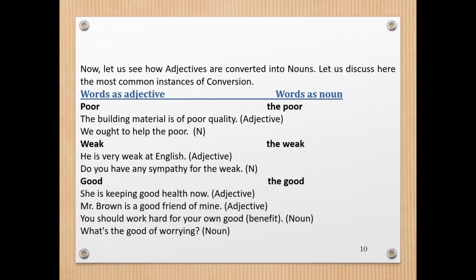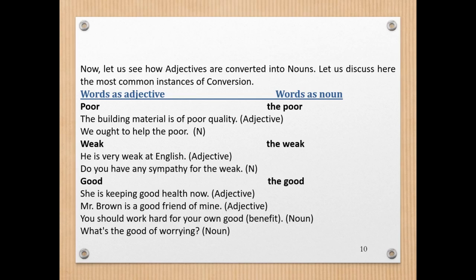This is how we say the poor. The poor means poor people. We don't say the poor people. We say poor people or the poor. We do not say the rich people. We say rich people or the rich. We ought to help the poor. So you can use it as a noun also, although it is commonly used as an adjective. Now let us see the next word, weak.